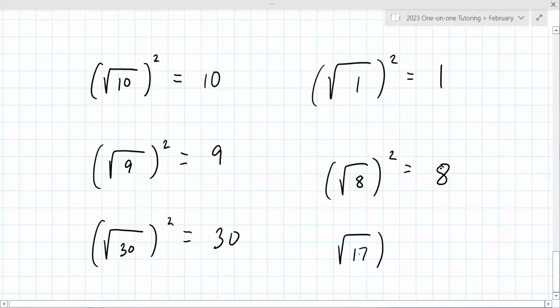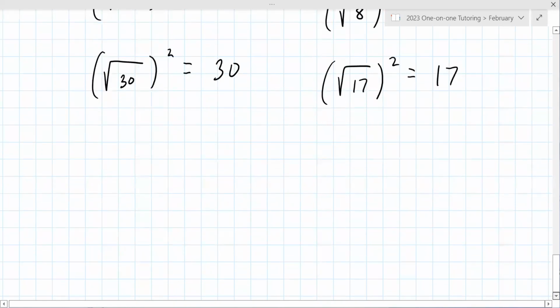How about the square root of 17 squared? It's just 17. Good. Okay, now we're ready to do number 2.